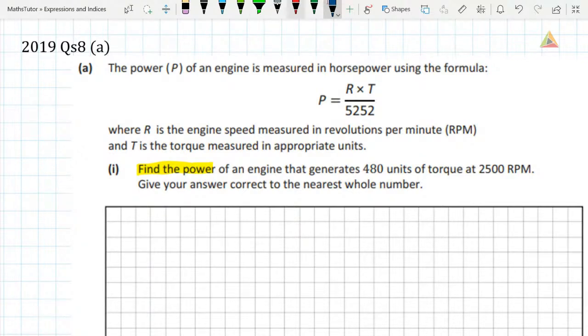Now we just have to make sure that we're reading the question carefully and seeing what they describe each of these things as. So it says R is the engine speed in revolutions per minute, and T is the torque measured in appropriate units. So when we read the question, we're going to see: do they explicitly tell us this is the engine speed and this is the torque, or do I have to pick it out looking at my units?